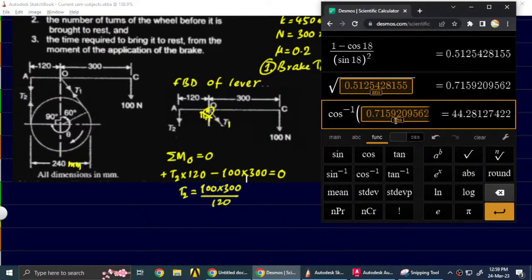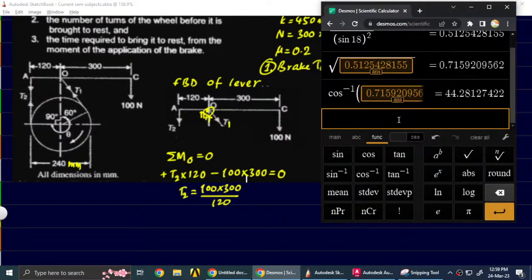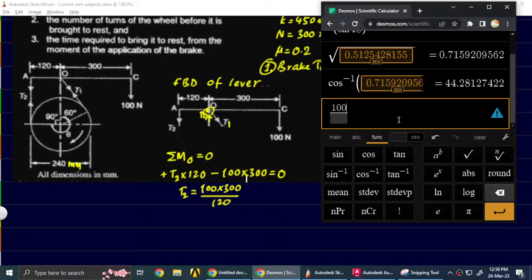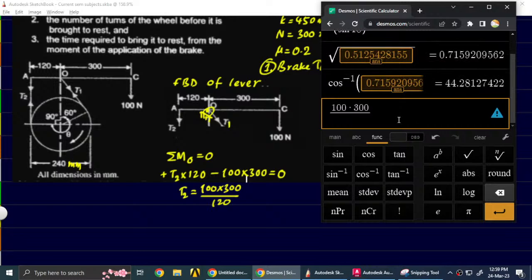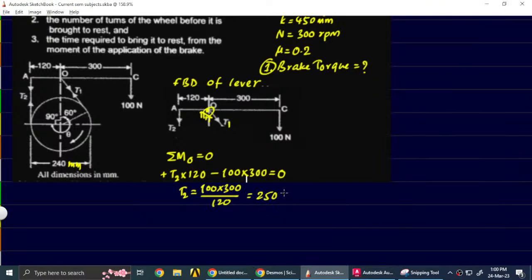Let's go ahead and do the calculation for this. So 100 into 300 divided by 120, that's 250. So 250 newtons is the tension at T2. Now we need to find the tension T1.